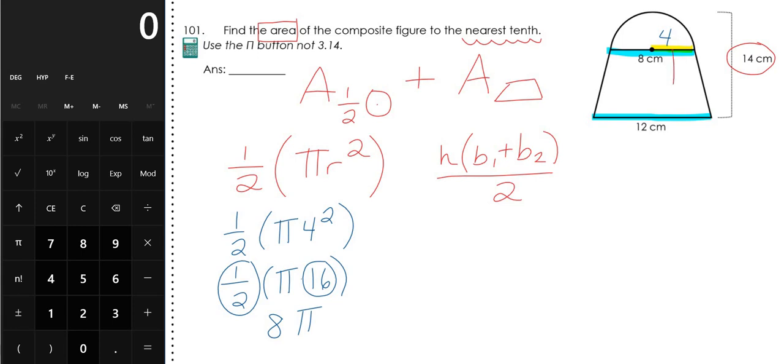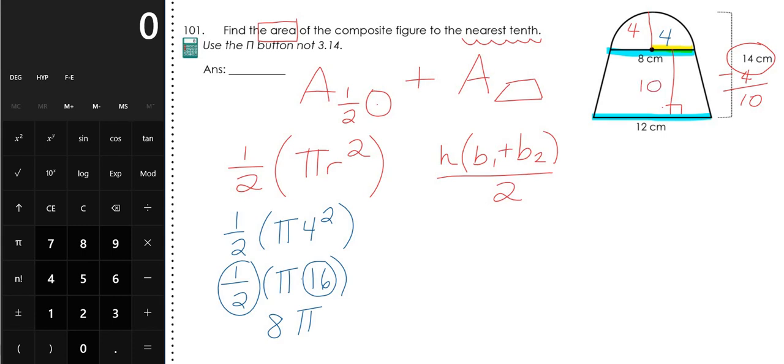I just want the height from 8 down to 12. To get this height, I'm going to have to subtract the height of this circle. Now, the height of the circle is this radius right here. And the radius, since we know horizontally the radius is 4, the radius vertically will be 4 as well. So 14, I'm going to subtract 4, and I'm left with 10 centimeters. So this height is 10.